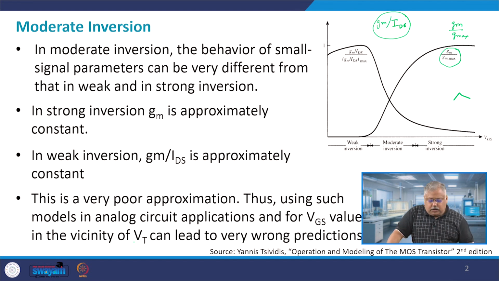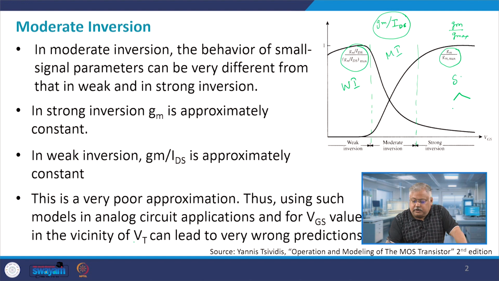So, if you look very carefully, then GM by IDS is this one. This is my weak inversion, this is my moderate inversion, and this is strong inversion. If you look at the weak inversion, both the parameters GM by IDS and GM by GM max are almost constant. One is approximately equal to 1, another is approximately equal to 0.